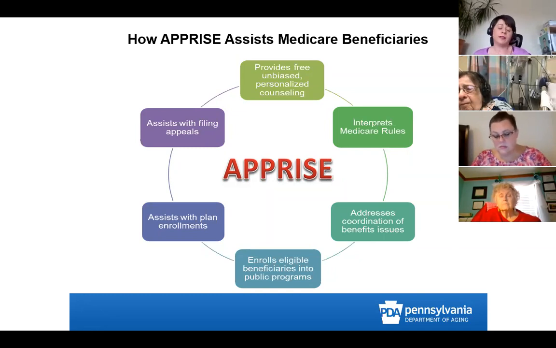But one more thing that our program does, which I think is very, very important, is that we provide application assistance with a lot of Medicare related public programs. So those would be things like PACE and PACENet here in Pennsylvania, the Extra Help program, and the Medicare Savings program. And I will talk about those programs in a few minutes.